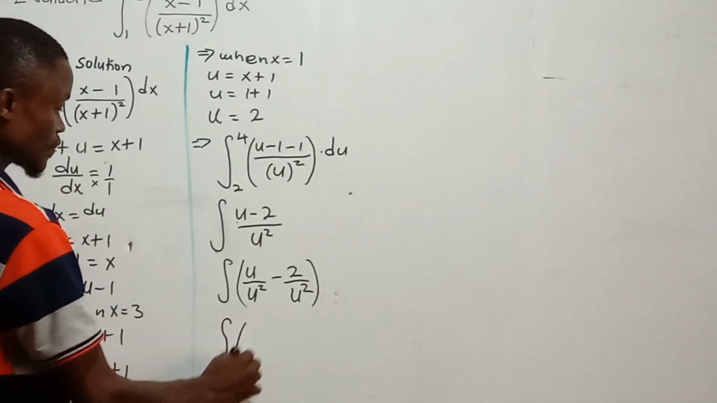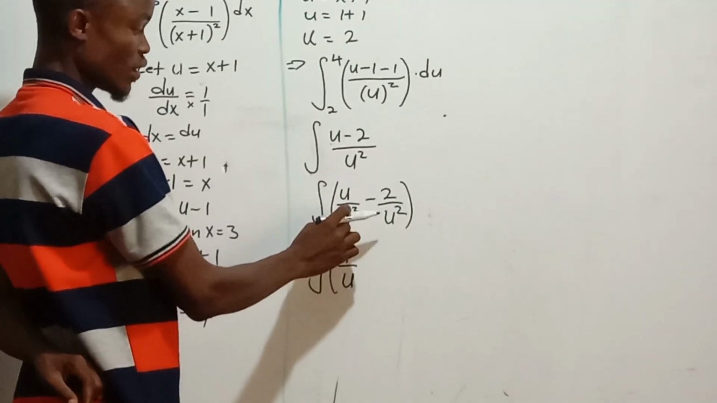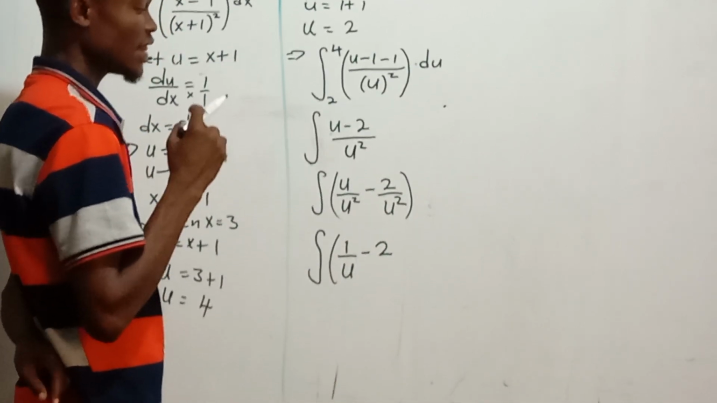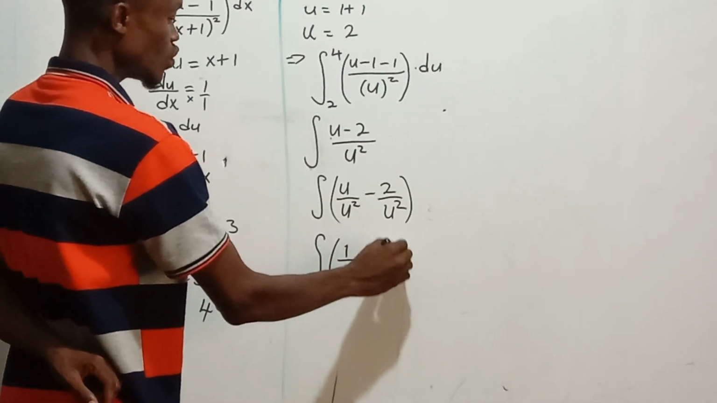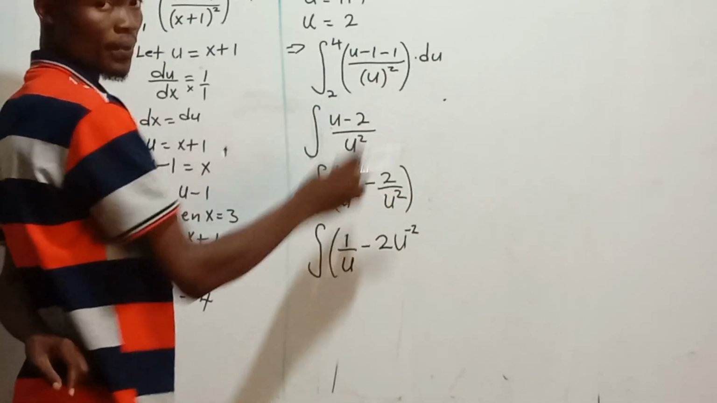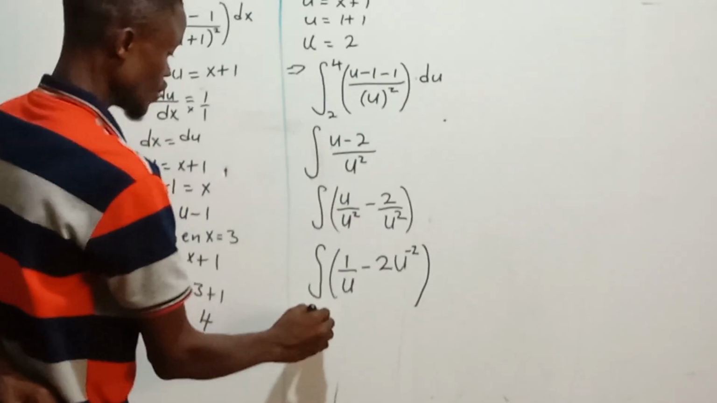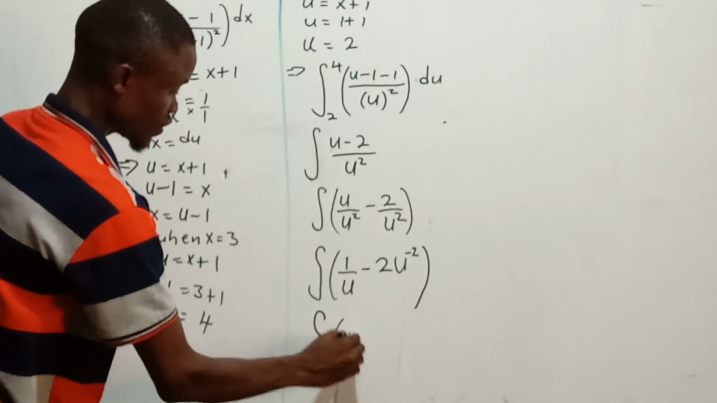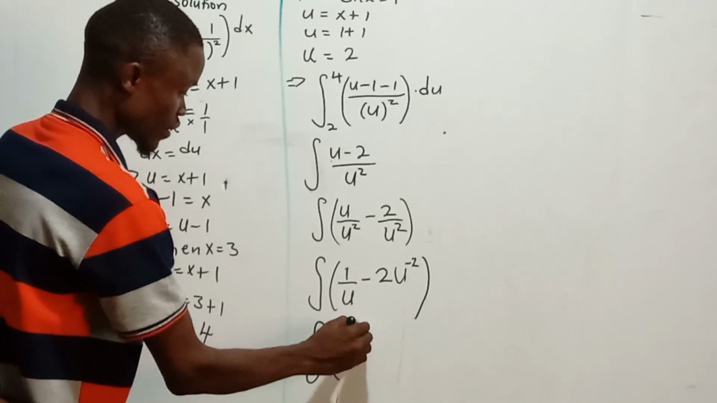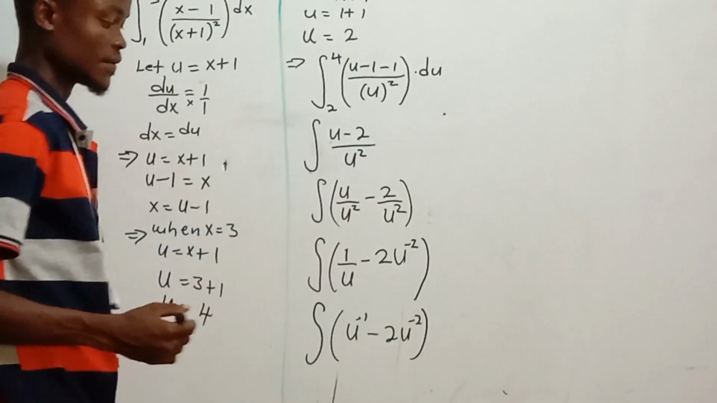So the integral of 1 upon u, because u will cancel one u here. So minus, you write this in negative index. So you say 2u raised to the power minus 2, because when you bring this u up with its power, we have u to the minus 2. So the integral of (1 over u minus 2u to the power minus 2), brackets close.